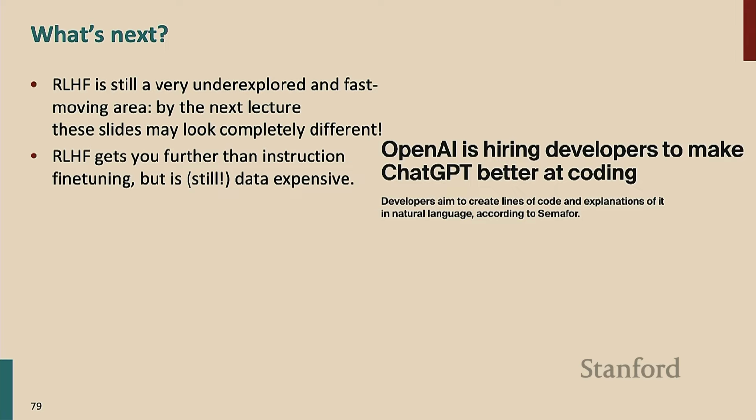RLHF gets you further than instruction fine-tuning, but as someone had already mentioned, it is still very data expensive, right? There are a lot of articles about OpenAI needing to hire a legion of annotators or developers to just compare outputs over and over again. A recent work that I'm especially interested in and have been thinking about is how we can get the benefits of RLHF without such stringent data requirements.